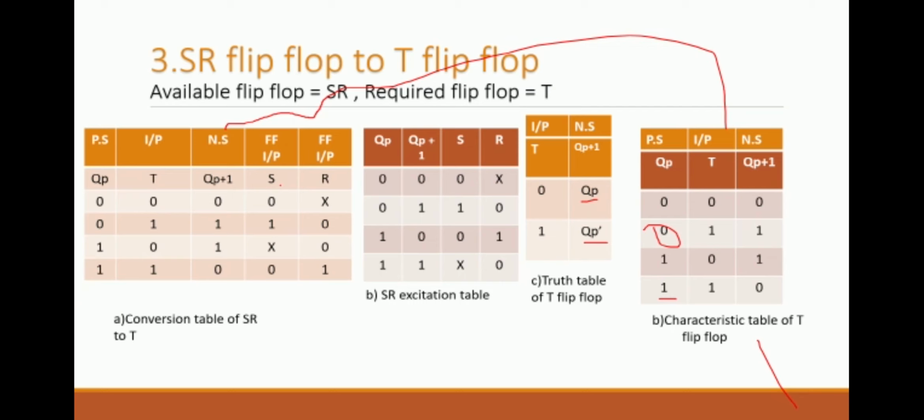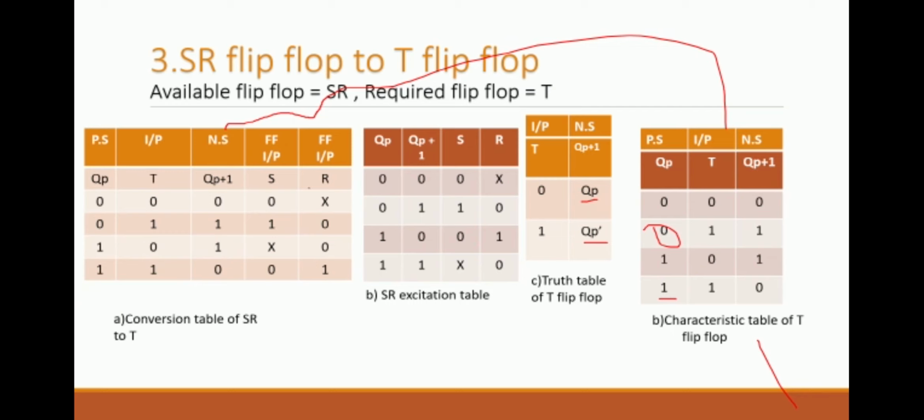Using this characteristic table, we find S and R flip-flop inputs. When present state is equal to 0 and next state is equal to 0, S and R are 0, don't care. For 0, 1, it is 1, 0. For 1 and 1, it is don't care, 0. For 1, 0, it is 0, 1.